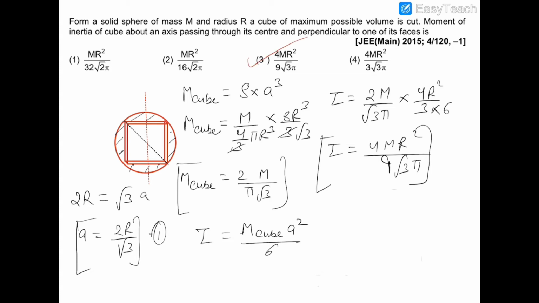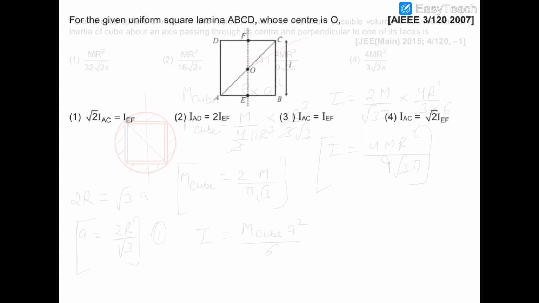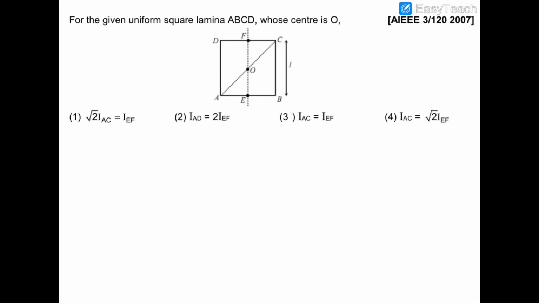Now let's move on to the next question. In this question, it is given that there is a square lamina. I am redrawing that lamina. So there is a square lamina and there are two axes which are EF and AC. So we have to choose the correct option for these two axes. First of all, let me draw these two axes.